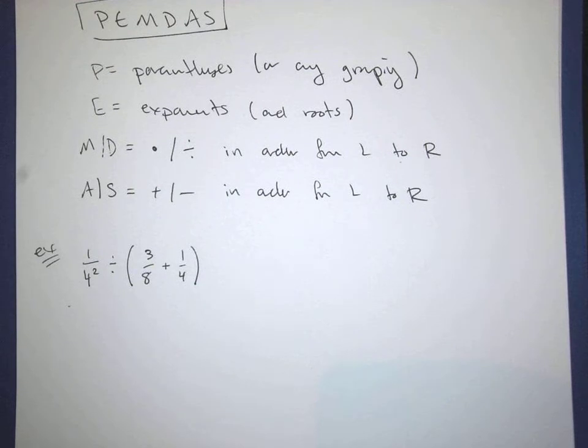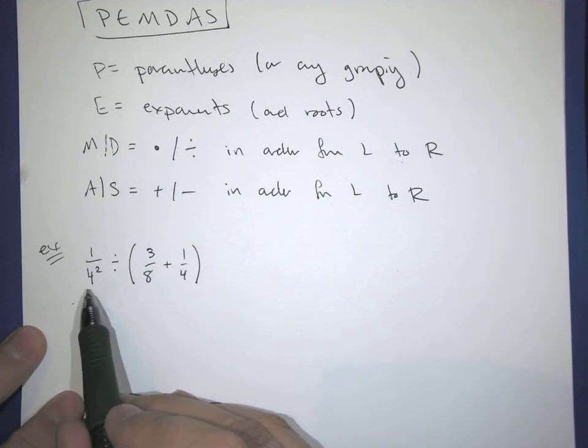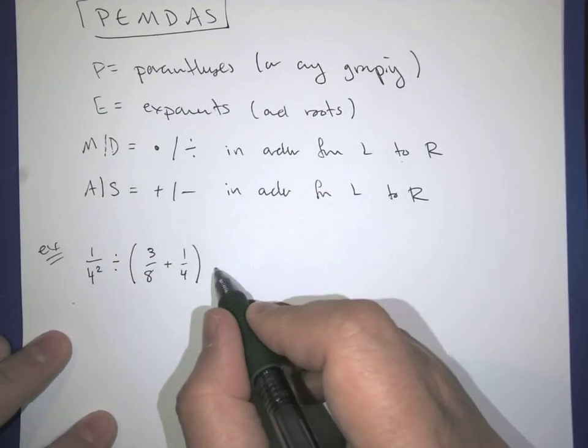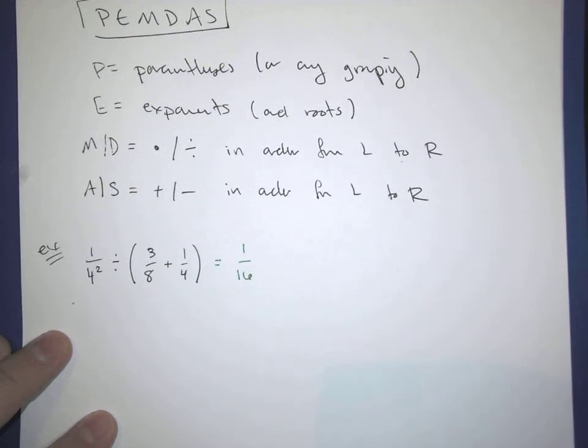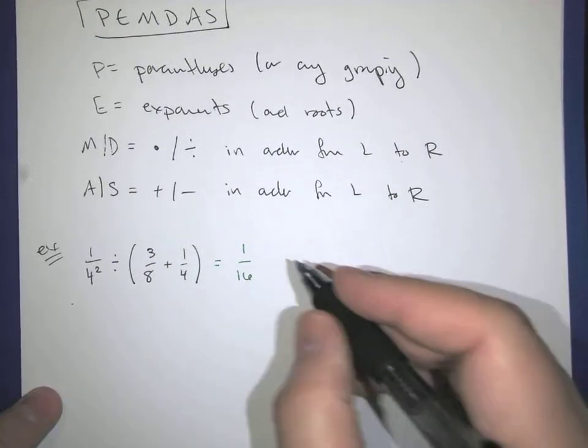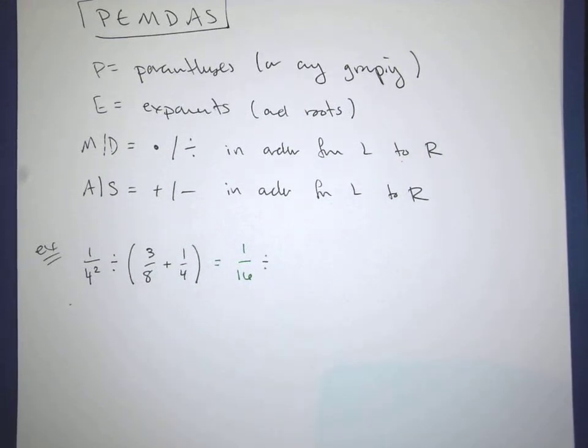So let's say we have 1 over 4 squared, and we're going to divide by the quantity 3/8 plus 1/4. Let's run through this. We have two things we could do first, I suppose. Something like 4 squared. Even though exponents are not the first thing in our list, 4 squared is just by itself on the bottom of this fraction. So it's totally reasonable to do that square, do 4 times 4 and get a value there.